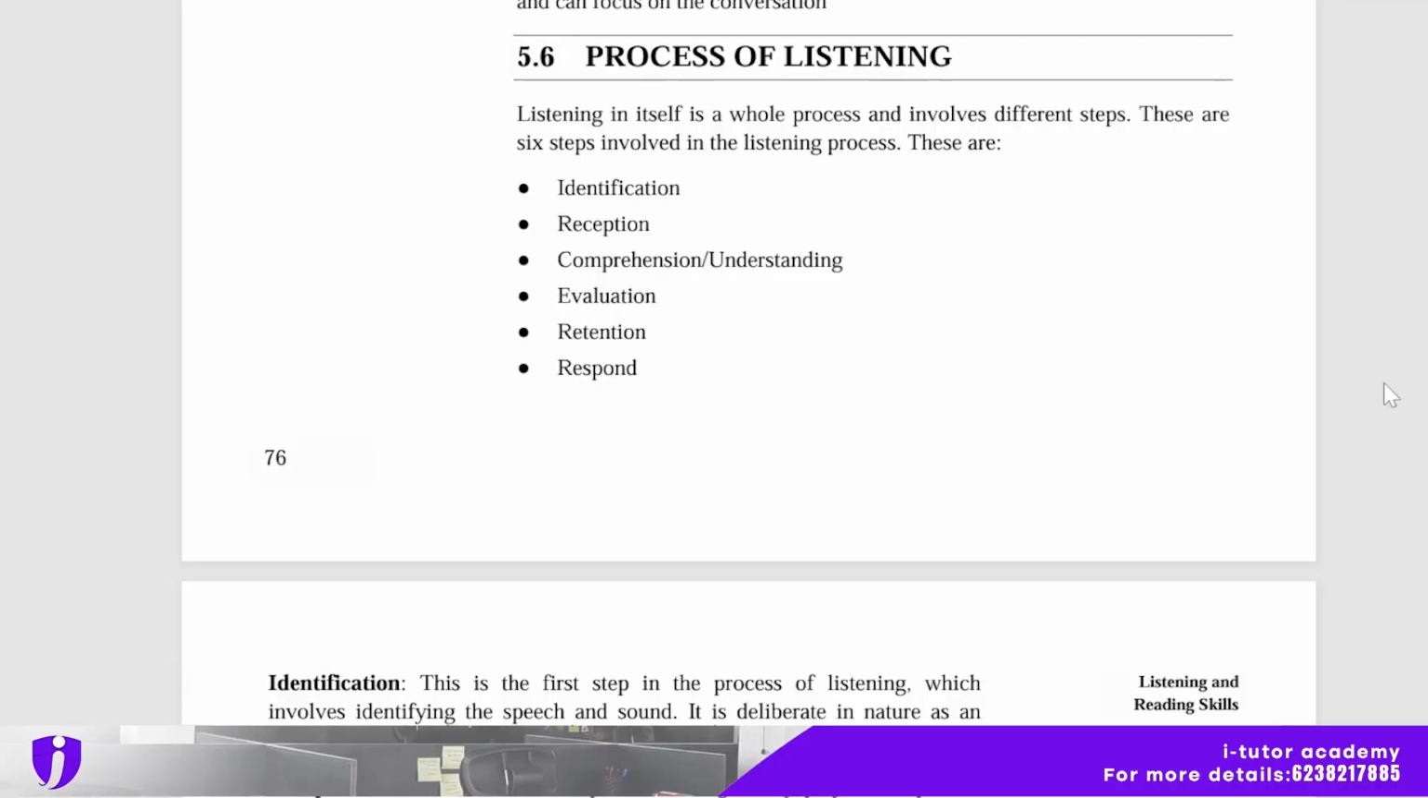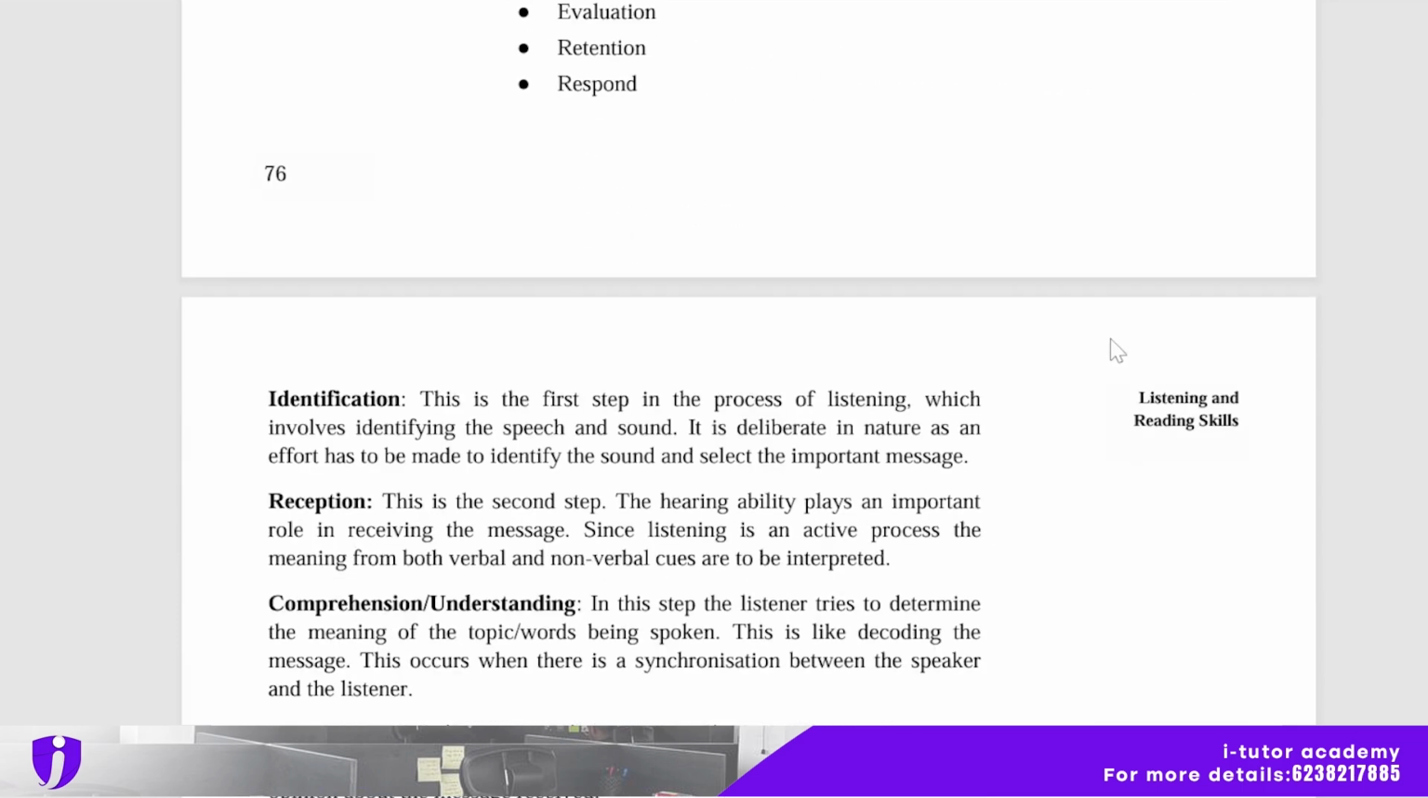In today's session, we will start with Unit 5, Subsection 6 of MMPC 007, that is the process of listening. Last video we already covered till subsection 5.5, and listening itself is a whole process and involves different steps. There are six steps involved in the listening process. These are identification, reception, comprehension or understanding, evaluation, retention, and response.